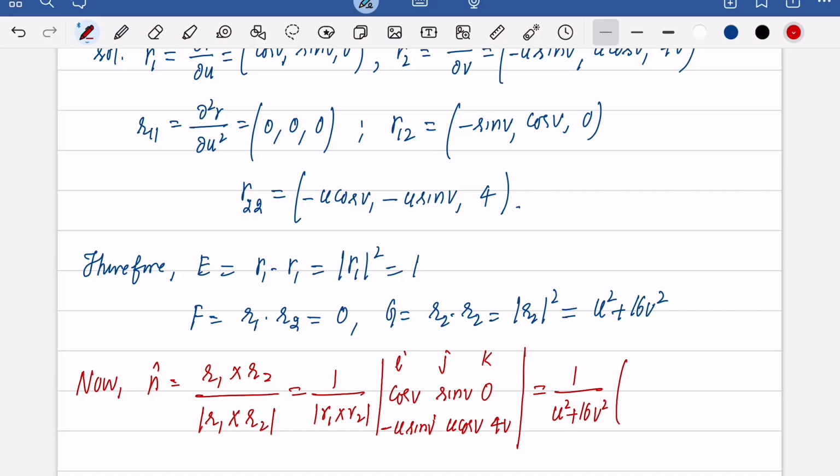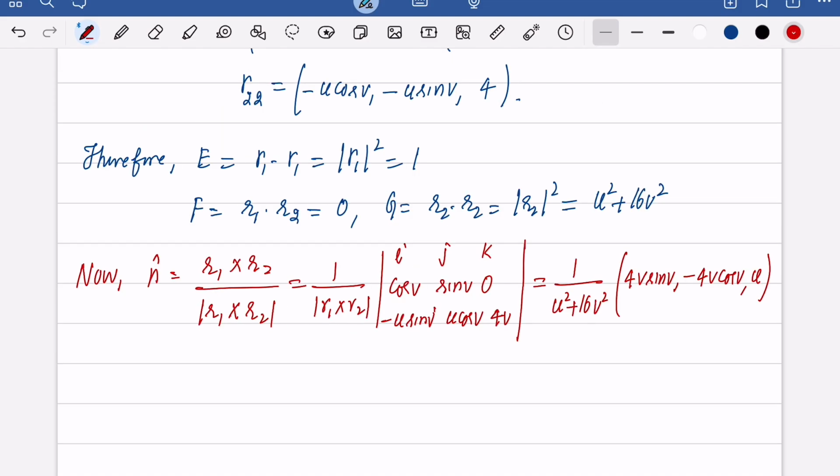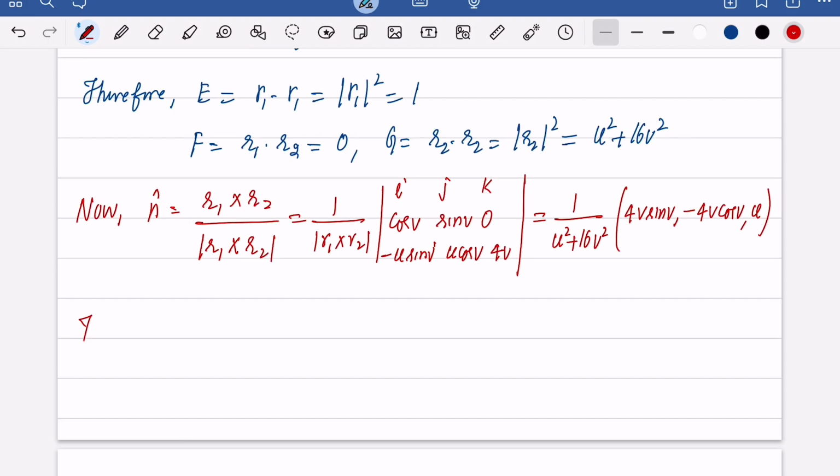The first coordinate of this r1 cross r2 is 4v sin v, then −4v cos v, and here we have u. We can see that we obtained u² plus 16v² for G, and modulus of r1 cross r2 also has u² plus 16v², but this is just a chance of happening. This is not always true. We can have different values for G as well as for this r1 cross r2.